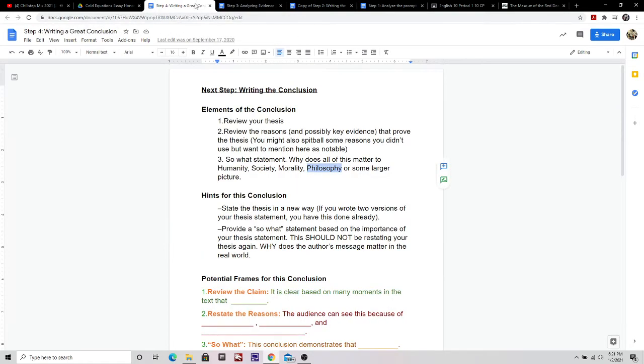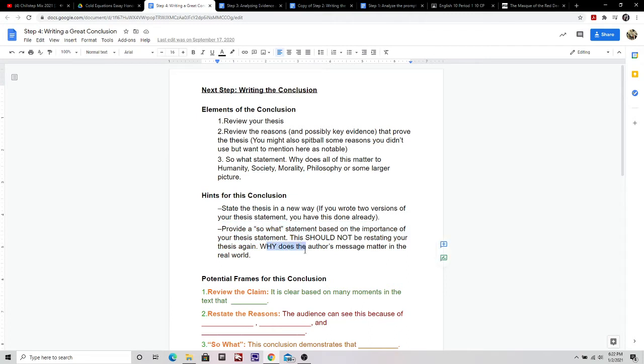So if we go back here, assuming we've done everything correct, assuming we're completely done with our essay, we can begin working on this. It says, state this thesis in a new way. If you wrote 2 versions of your thesis statement, you have already done that. I would also say a good way to do this is just simply don't look at your thesis and state it again from memory. It will be a fresh way of stating your thesis, all right? Then it says, provide a so what statement based on the importance of the thesis statement. This should not be restating your thesis, okay?